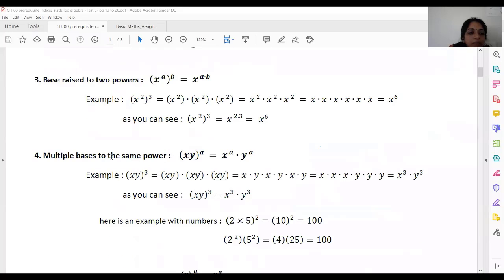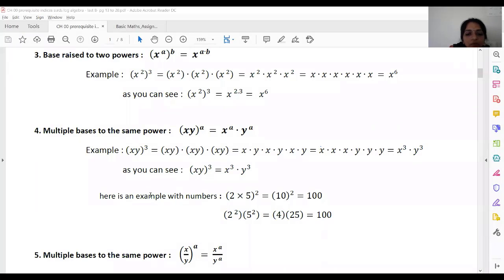Now, the multiple bases to the same power. If we have multiple different bases, x, y, and the power is the same, then we apply the same power on all the bases. That is (xy) raised to 3. It means x raised to 3 into y raised to 3.